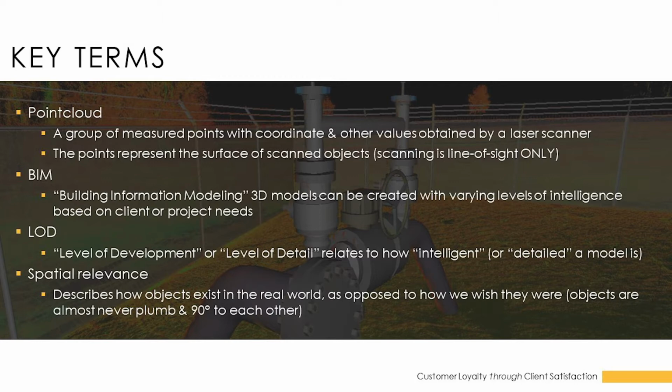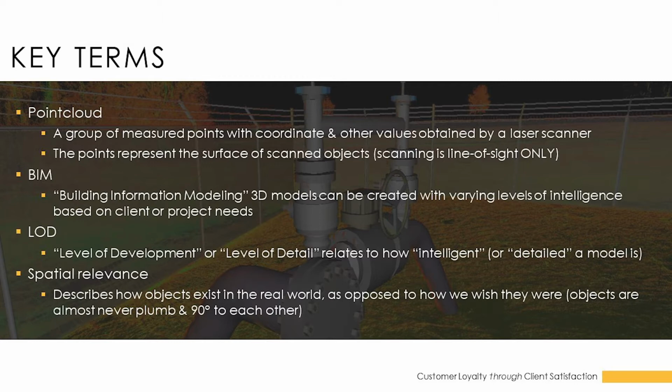So the next term is BIM. It's actually an acronym. It stands for Building Information Modeling. So various 3D models can be created under this BIM discipline. And those models can have intelligence and metadata to all the working parts within them based on client and project needs. The next acronym we're going to go over is level of development, sometimes colloquially called level of detail. They're not quite interchangeable, but we'll get into that a little bit later. Basically, it relates to how intelligent or detailed a model can be.